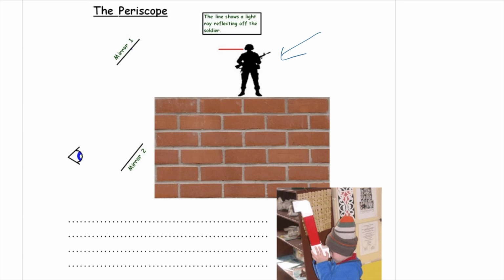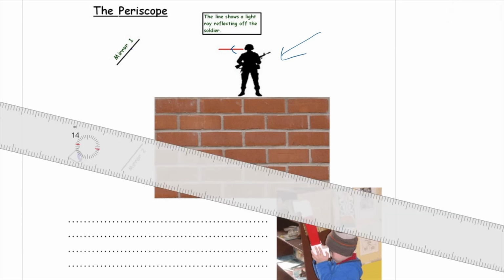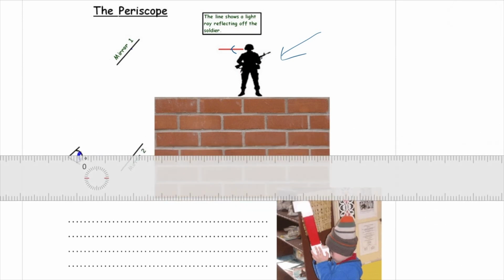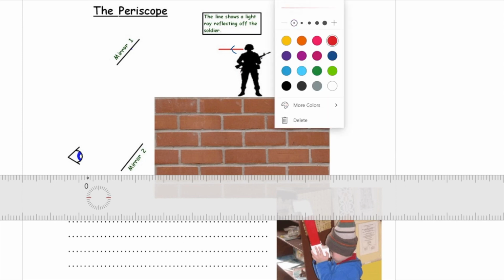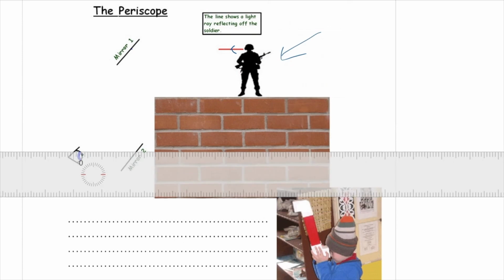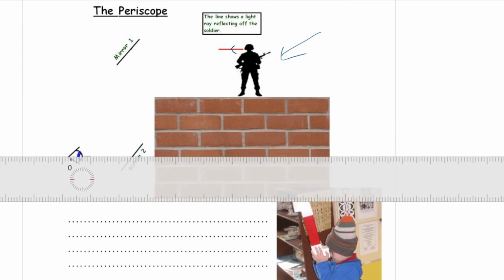So what you need to do is show how this array of light, which is being reflected off this soldier, gets into this person's eye. So this could be someone, I'll do that in red. That could be someone then who's trying to hide from that soldier, and he wants to know where the soldier is. So using this periscope, he's able to see him.